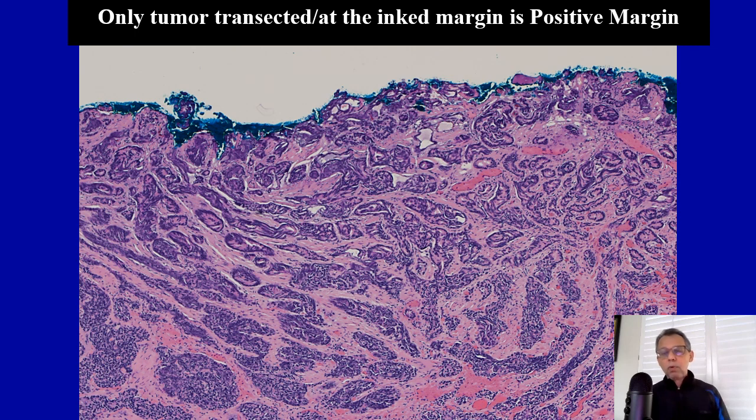Very important point compared to breast pathology or other organ systems is that only tumor which is transected or at the inked margin is a positive margin. It's a very, very important difference for prostate pathology. So here is a tumor which is clearly transected at the inked margin. So there is no doubt that this is a positive margin section.